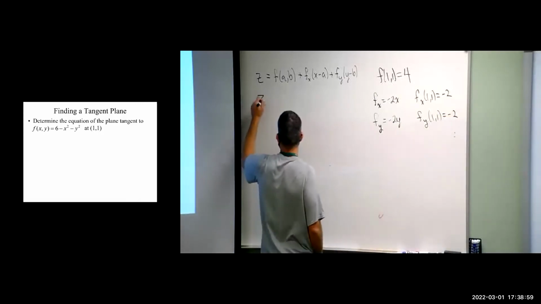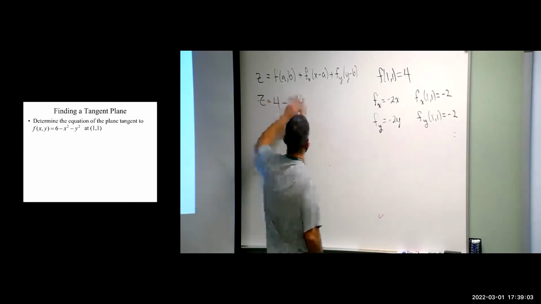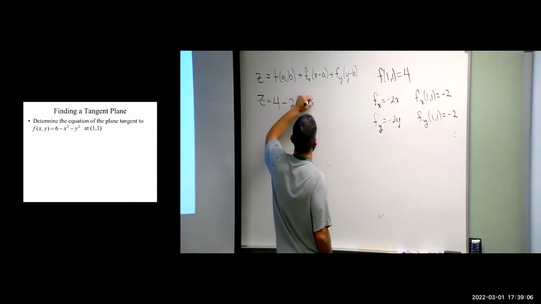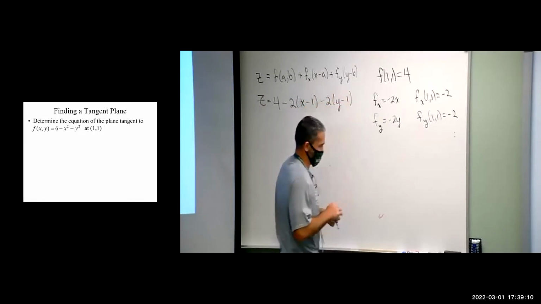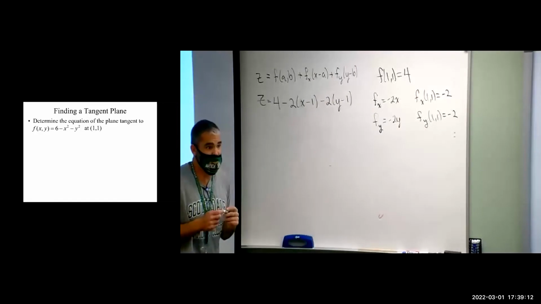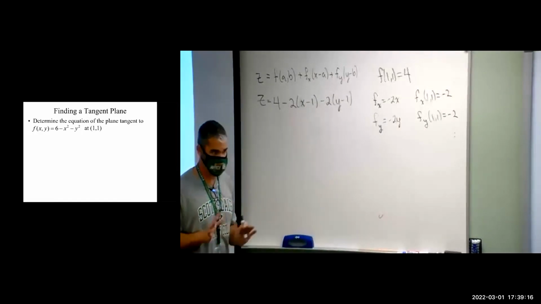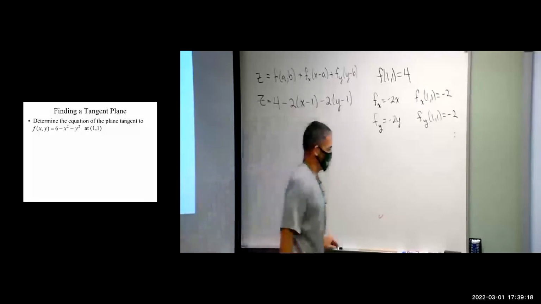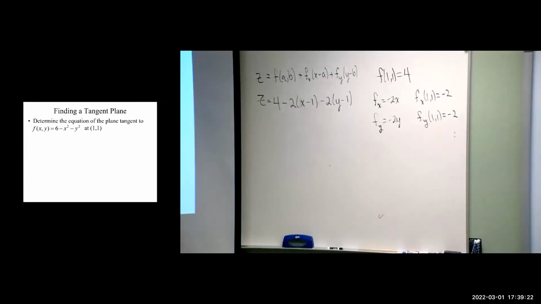Our tangent plane is z equals 4 minus 2 times x minus 1 minus 2 times y minus 1. All right, that's how quickly we can find a tangent plane if we know how to take partials. That's it. Now, I want to rethink this idea of finding a tangent plane because sometimes this will be useful.